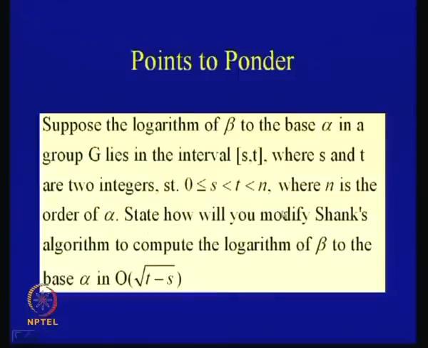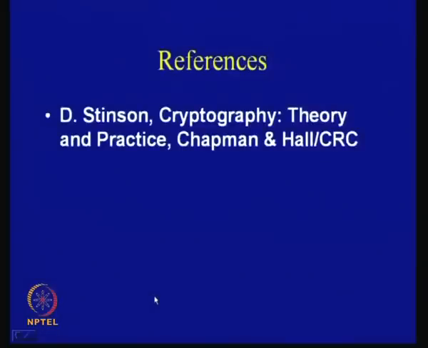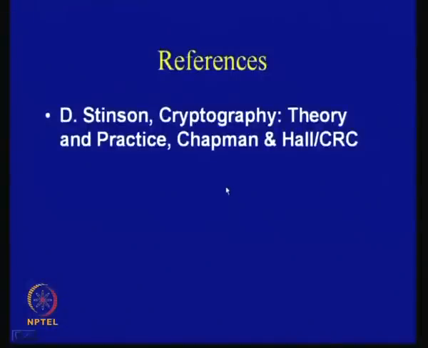You can think of how you will modify Shanks' algorithm to compute the logarithm of beta to the base alpha in order of square root of t minus s. So you already know the interval and you have to develop the algorithm to do that. In the next class, my reference has been Stinson's book, and we will continue with the Diffie-Hellman problem.